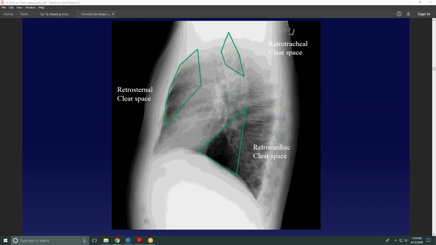And these are what they typically call the clear spaces of the chest. Your retrosternal clear space, the retrotracheal clear space, and the retrocardiac clear space. So if you see opacities in these areas, you want to start thinking about the possibility of an abnormality such as a pneumonia, recognizing that the clarity of these areas is a function of body habitus, technique, lung volumes, overlying soft tissues, what have you.